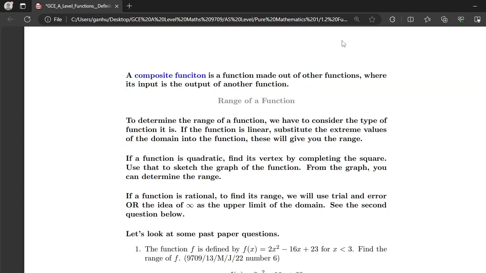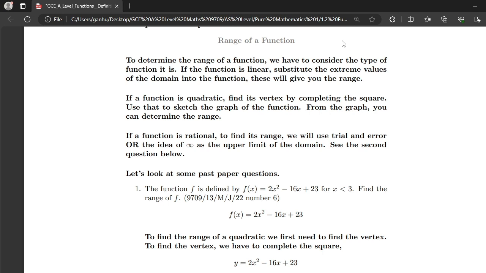A composite function is a function made out of other functions where its input is the output of another function. Now let's talk about the range of a function.